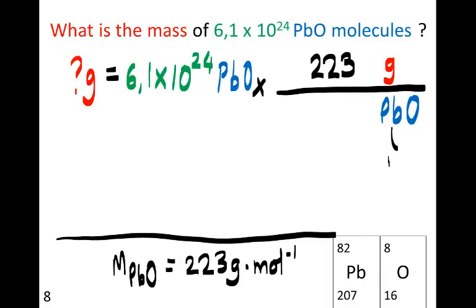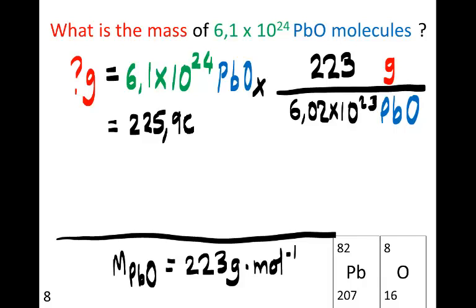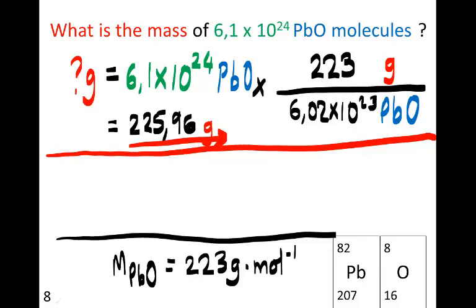So this must be 1 mole down at the bottom, but we don't want mole because our unit is not mole lead oxide, it's just lead oxide. So we must write 6,02 times 10 to the power 23 because that's how many lead oxides are in 1 mole. 6.1 exp 23 times 223 divided by 6.02 exp 23 is equal to 225,96 grams. Now I'm going to do that over, showing how you can do it in 2 steps if you prefer.